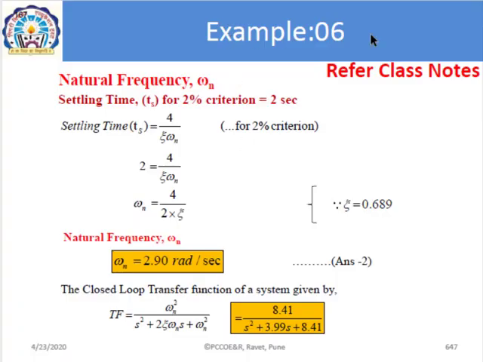For numerical example number 6, we have derived a transfer function of a second order system so that the system will show a 5% overshoot and settle down to its final value in 2 seconds for the 2% criteria. If this is true, then the response of the transfer function given by this equation should have 5% overshoot and show a settling time of 2 seconds for the 2% criteria.